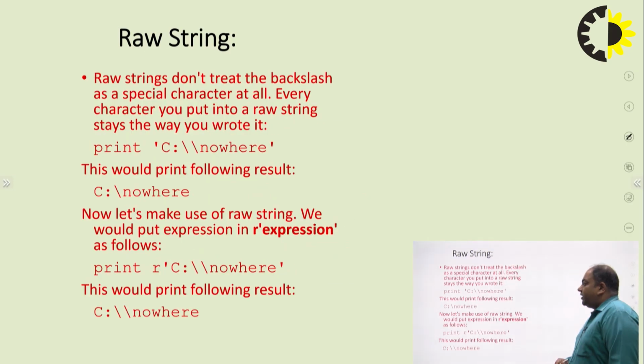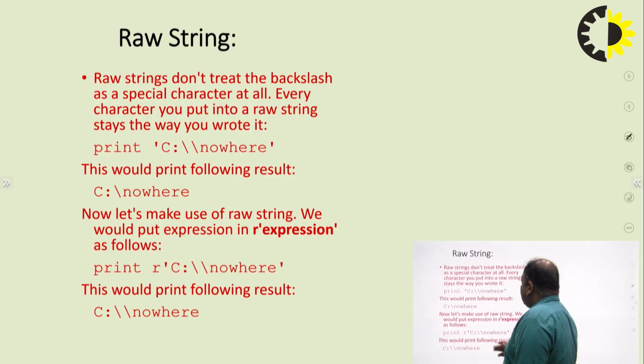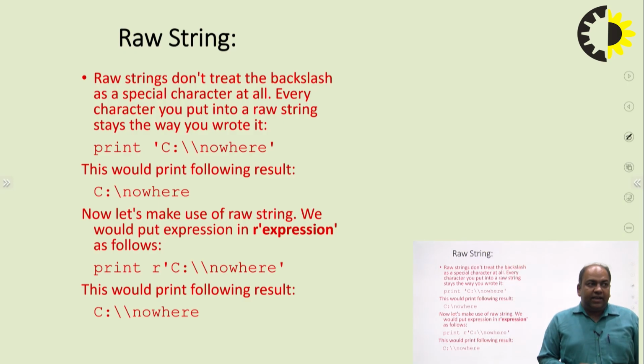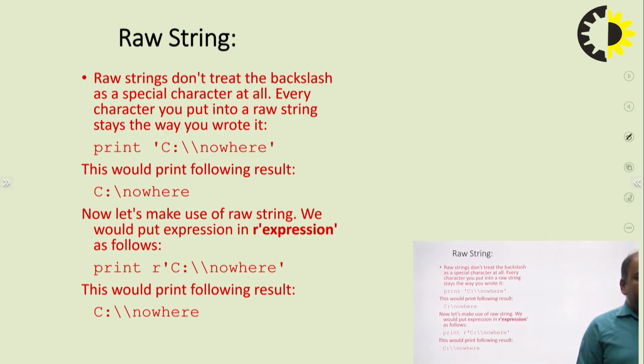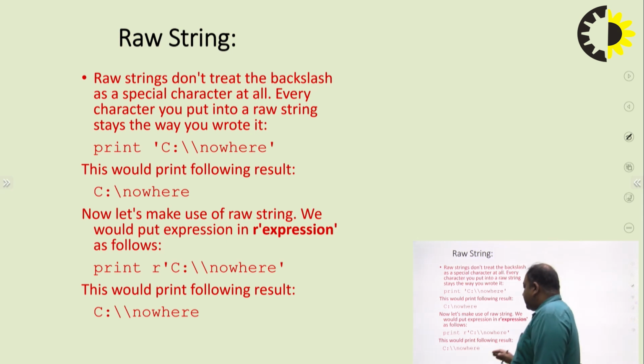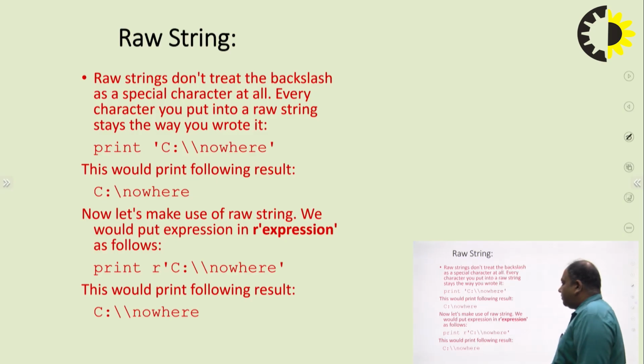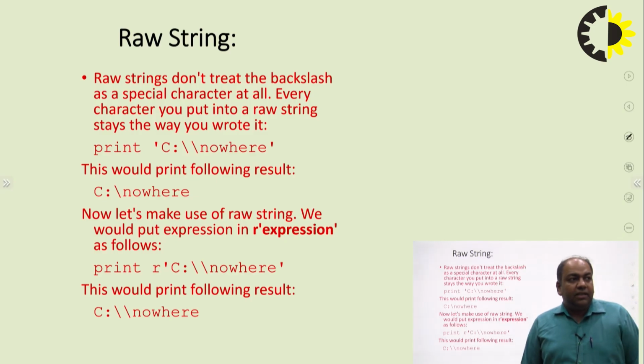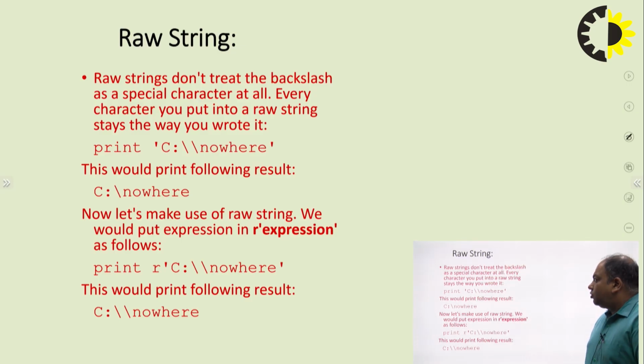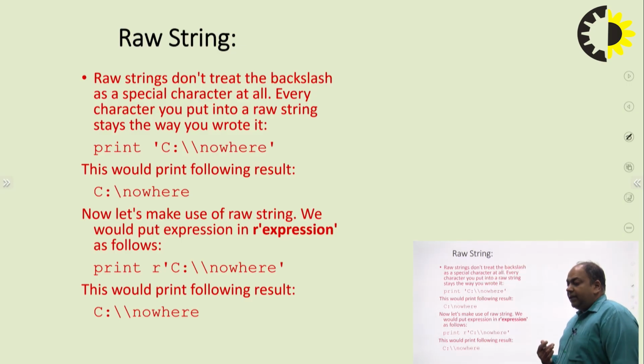Raw string, I have already explained with an example. A raw string does not treat the backslash as a special character, it considers the backslash as a normal character. So, while we represent using R, it represents the backslash also within the string. Basically, the backslash in a raw string is used to represent any string as it is, without any editing.